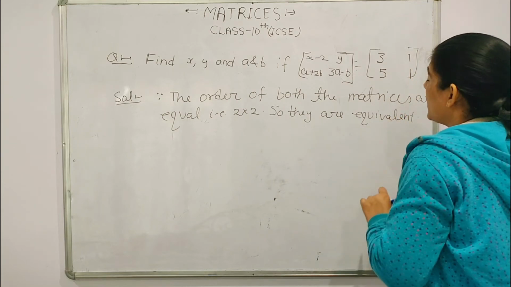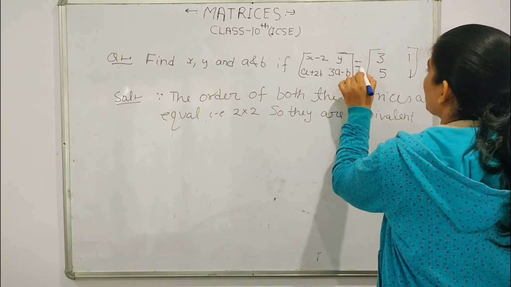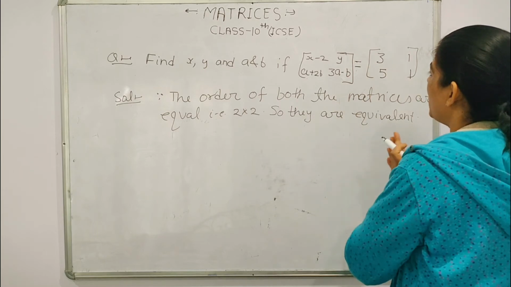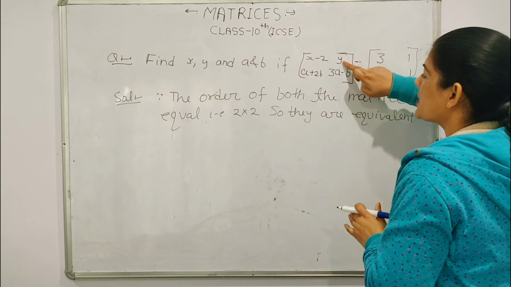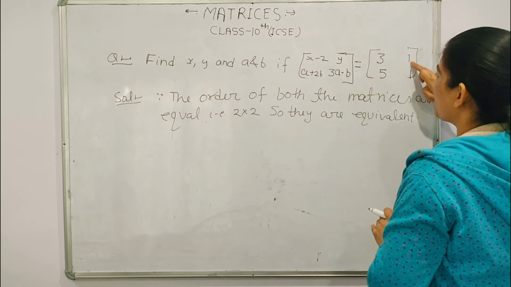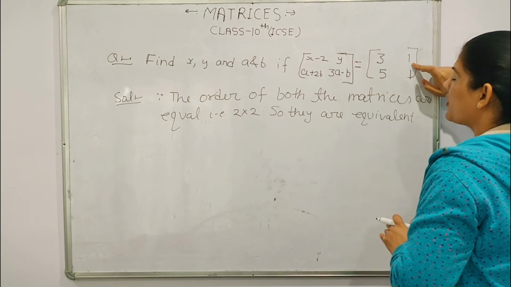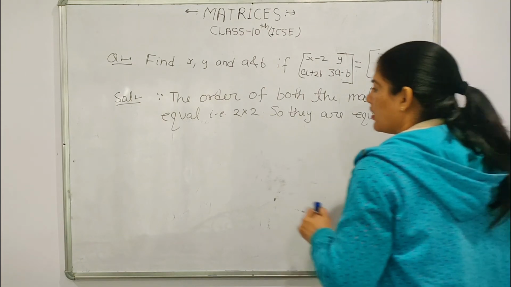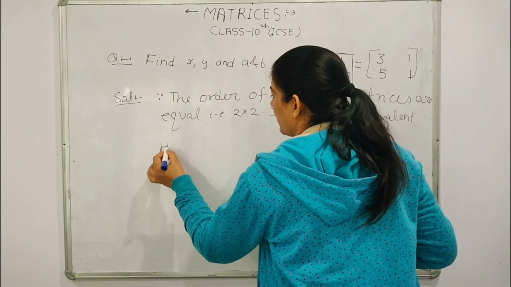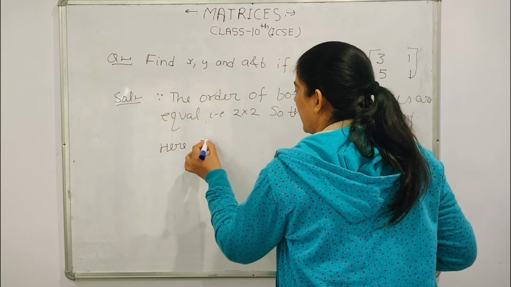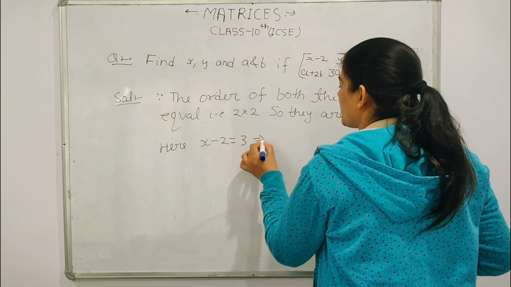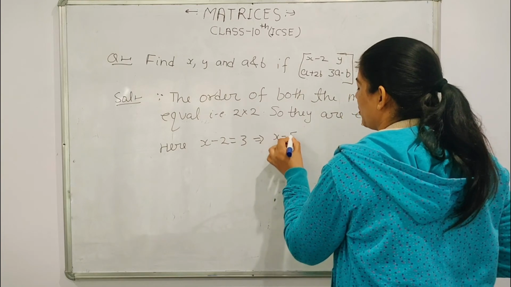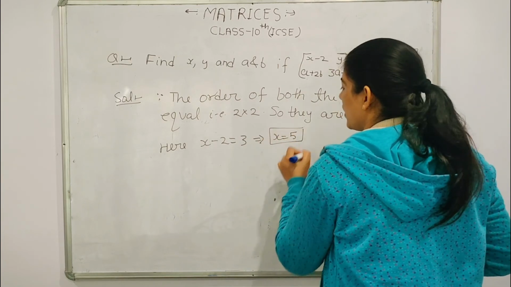And it is given that these two matrices are equal. So to be equal, the first element equals the first element, and the second element of the first row should equal the second element of the first row of the other matrix. So here we have x minus 2 equals 3. It gives you x is equal to 5. So you have the first value.